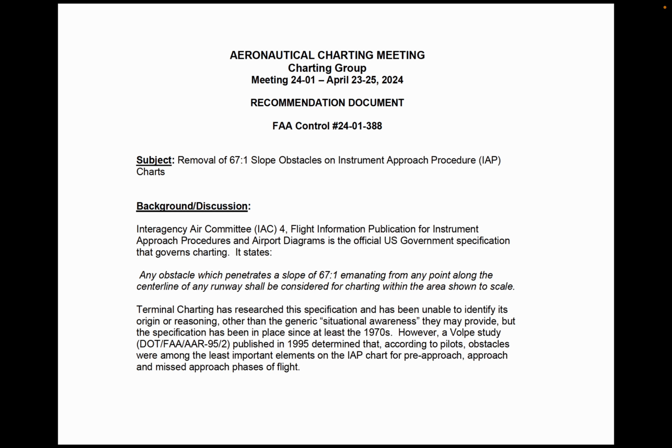We do know the criteria. The criteria is things that intercept the 67-to-1 slope away from the airport. Anything that intercepts that slope is on the table for a cartographer to include on the chart. And the cartographer uses their judgment as to what to put on the chart.